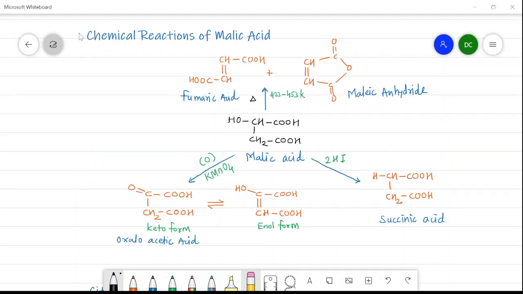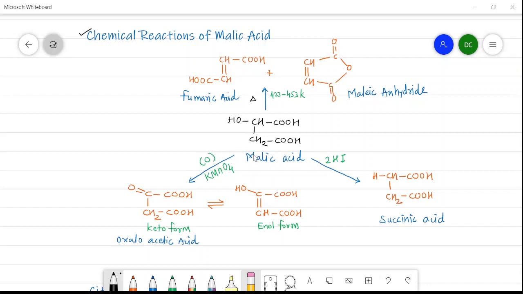Before starting with the chemical reactions of malic acid, just look at how the reactions are written here. This is the malic acid, then it indicates the heating condition, that is the action of heat, temperature is there, then here twice HI, and here oxidation.